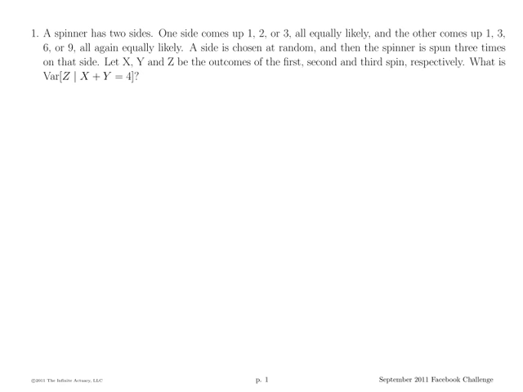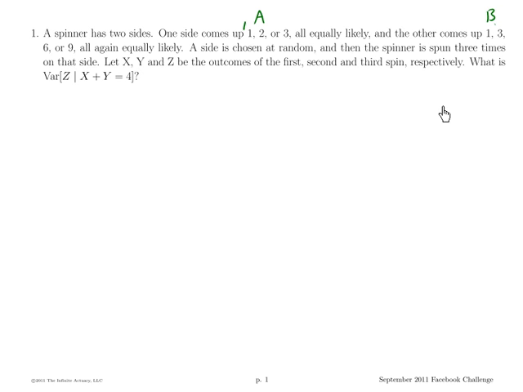Here, our spinner has two sides. One side comes up 1, 2, or 3. I'm going to note that side as side A. And the other is going to be 1, 3, 6, or 9. I'll let that side be denoted as B. A side is chosen at random, so probability of A is equal to probability of B is equal to 1/2 before we have any further information.